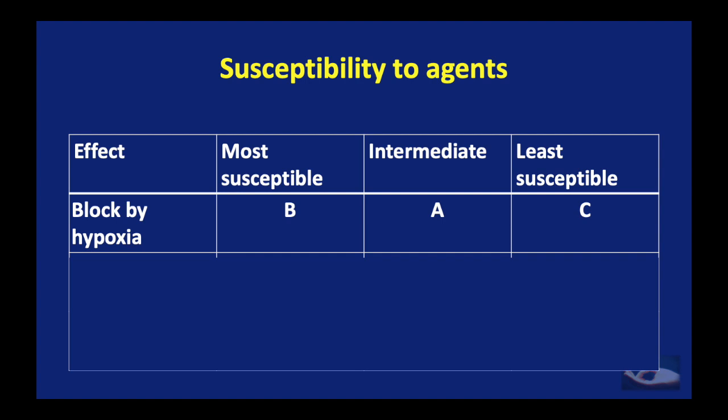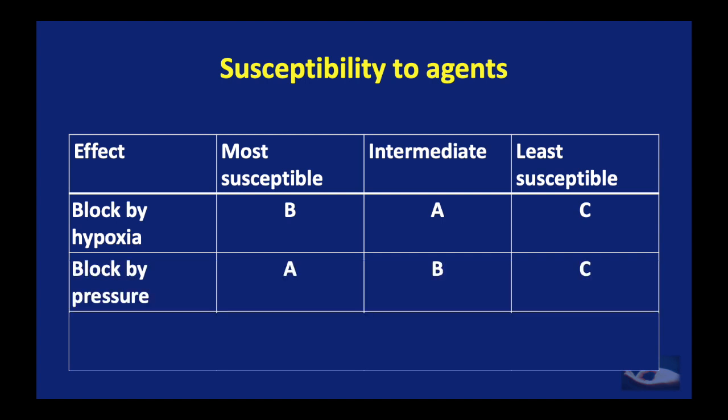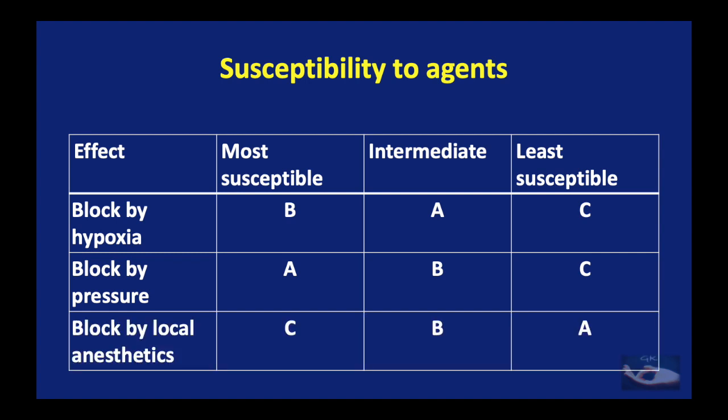These fibers have different susceptibility to different agents. For instance, when there is a nerve block by hypoxia, the most susceptible are the B fibers, followed by the A and lastly by the C fibers. As far as susceptibility to pressure is concerned, the most susceptible are the A fibers and least susceptible are the C fibers. When blocking with local anesthetics, the most susceptible are the C fibers, which are unmyelinated, and the least susceptible are the A fibers.